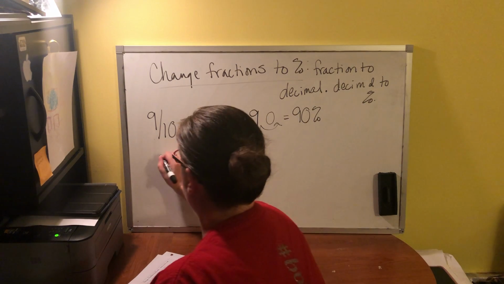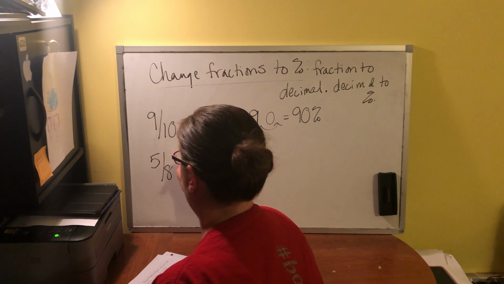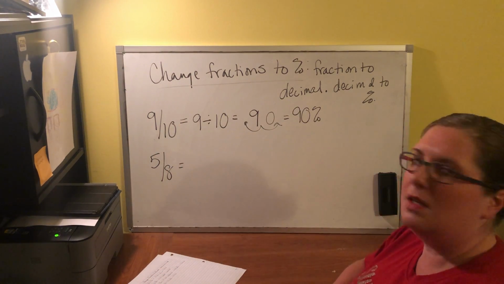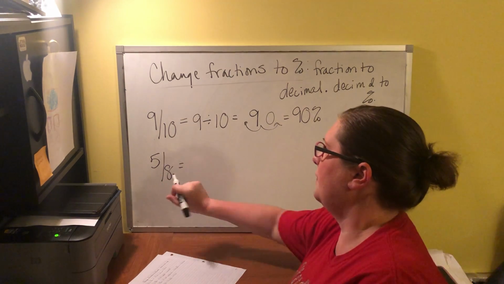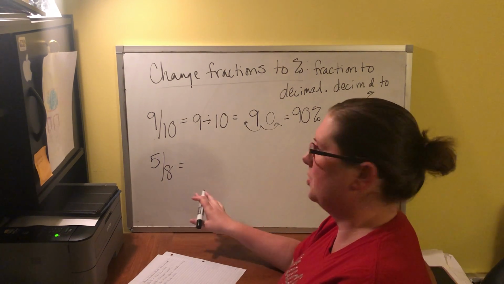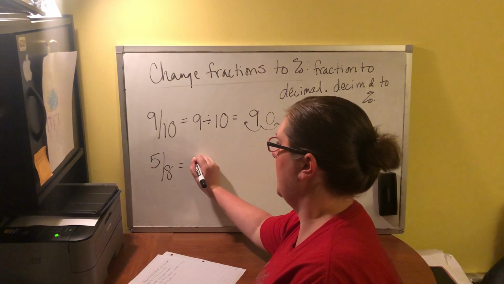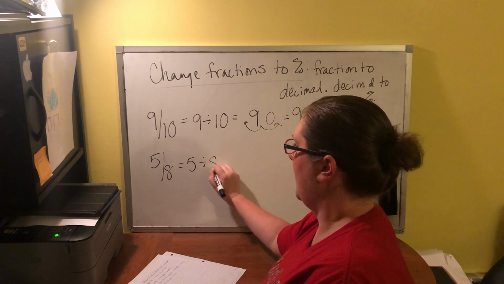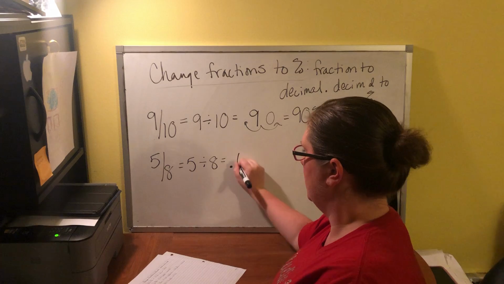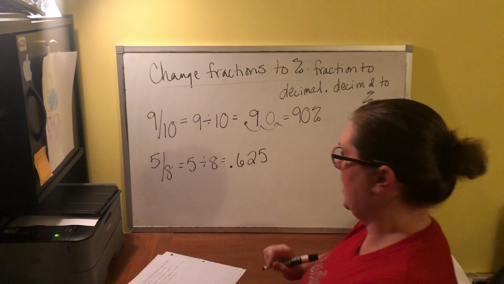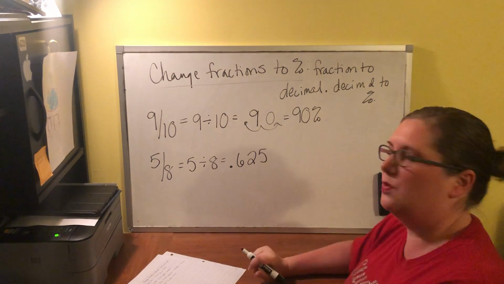Let's do another. Let's look at 5/8. Same thing. To change 5/8 into a percentage, we need to change it to a decimal first. So you're going to divide exactly how it's given. 5 divided by 8 is 0.625 as a decimal. All right, we change it to a decimal.